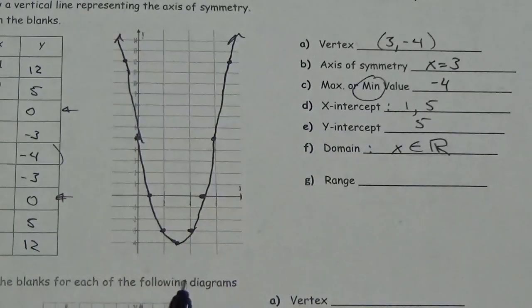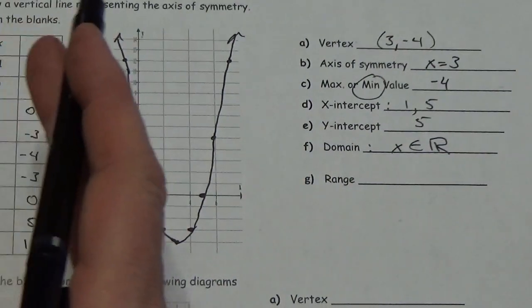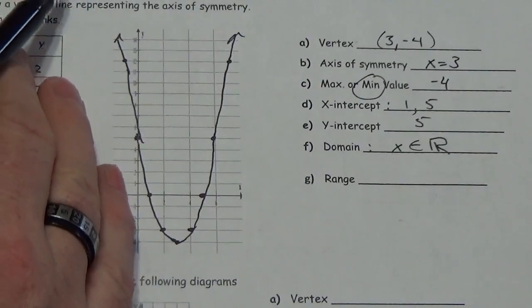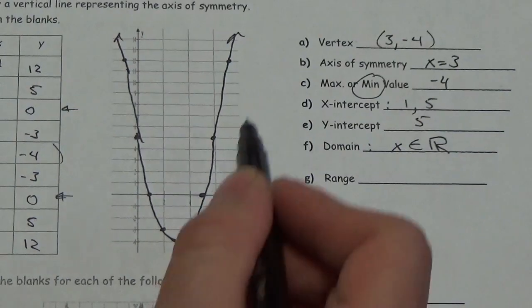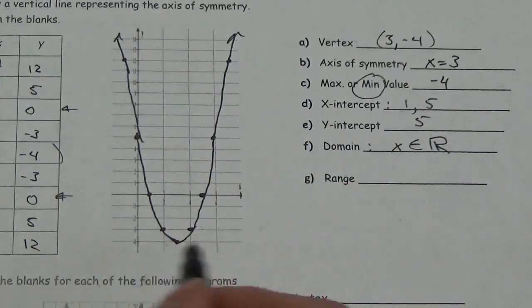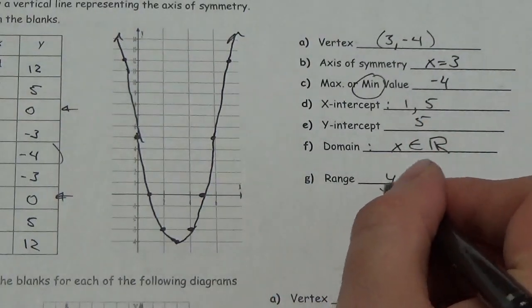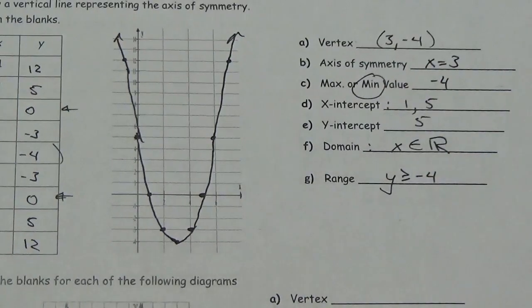And remember that my range is always of interest to me because it's the result, in a sense, of my experiment here. So as I read this graph left to right, I see my y-coordinates start way, way up high, and then they drop down, and they get to this value right here, and then they start to turn around. That is an interesting number. It's the lowest value that my y-coordinates get to. It's negative 4. So my range here is going to be all values greater than or equal to negative 4.